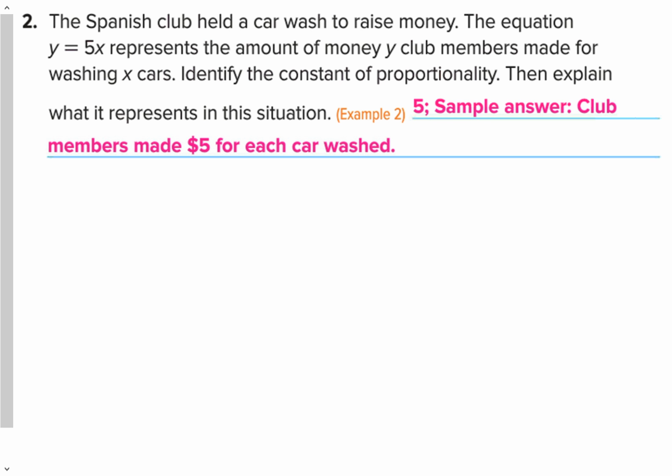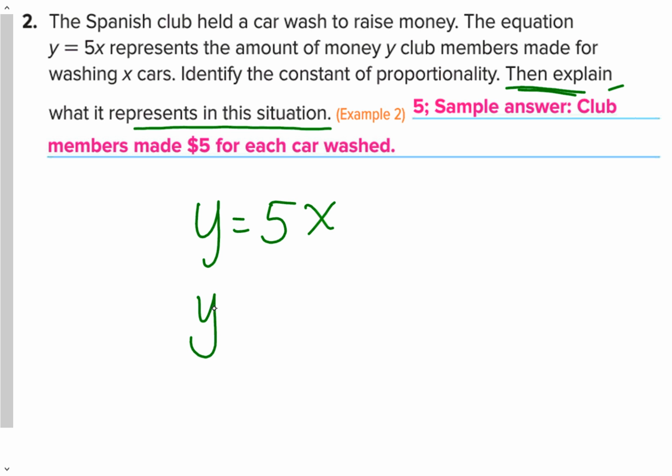The equation y equals 5x represents the amount of money y club members made for washing x cars. Identify the constant of proportionality and explain what it represents. So remember, our direct variation equation is y equals kx, and the number k is the number that's being multiplied, which is 5. So your direct variation is 5, and the club members made $5 for each car washed.